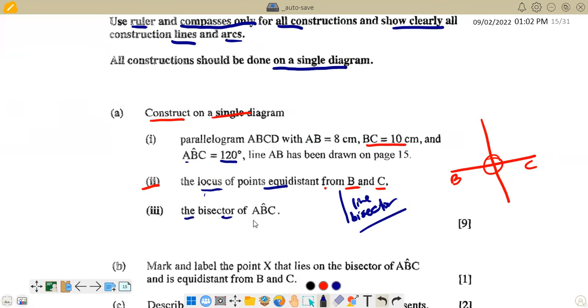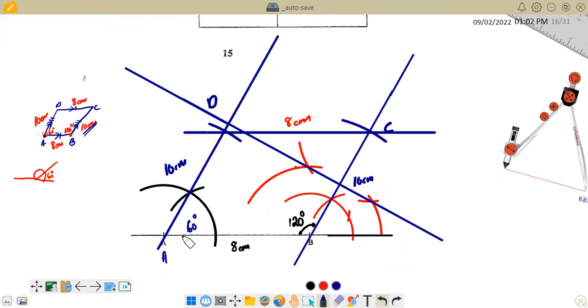The bisector of ABC. This one is direct. This one is construction. We are already told to bisect angle ABC. That is what they mean. So which is our angle ABC? That is our A, B to C. So we are going to bisect this angle of 120 degrees.